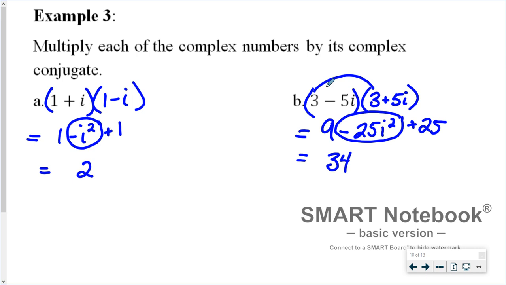Gotcha. Okay. So 3 times 3 is 9. Then you get plus 15i minus 15i. Those just cancel. And then you get minus 25i squared. Well, i squared, again, is just negative 1. So negative 25 times negative 1, this whole thing just becomes plus 25. So 9 plus 25 gives you 34. Fair enough? Everybody good?